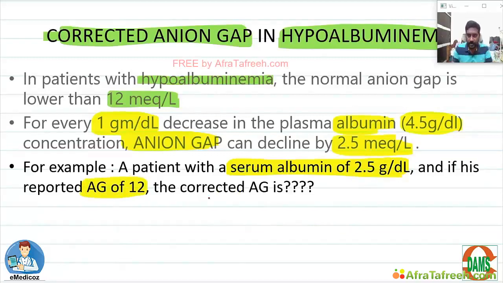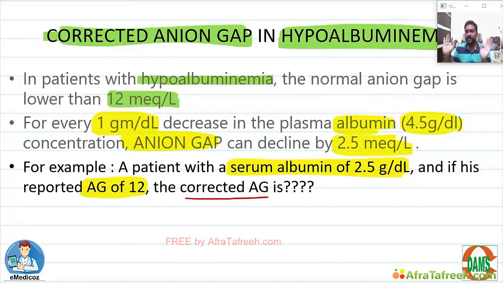When they ask you the corrected anion gap, you have to standardize this to a normal person whose albumin is 4.5 gram per deciliter. So you should standardize this anion gap with respect to normal serum albumin. What has happened to the serum albumin? It is 2.5 gram, so serum albumin in the question is 2.5 gram. So what is normal serum albumin?